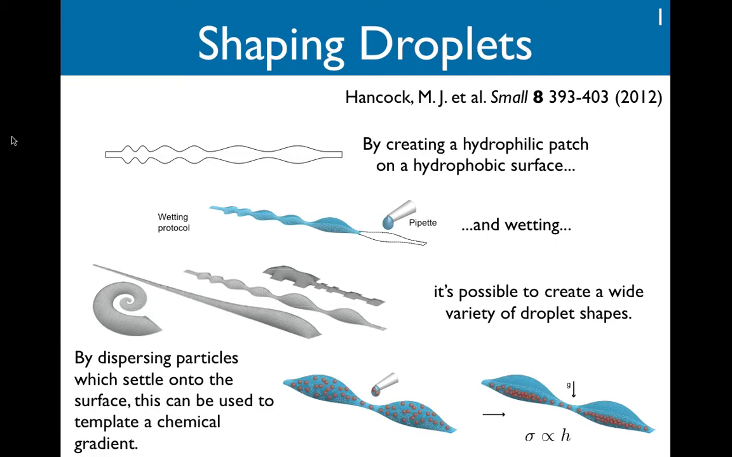This can be used as a templating technique by dispersing particles into the fluid before we pipette it. These particles, if they're just a little bit denser than water, will settle out onto the surface, and if we remove the water, we have a chemical gradient of particles. And clearly, the density of the particles is just going to be proportional to the height of the droplet.